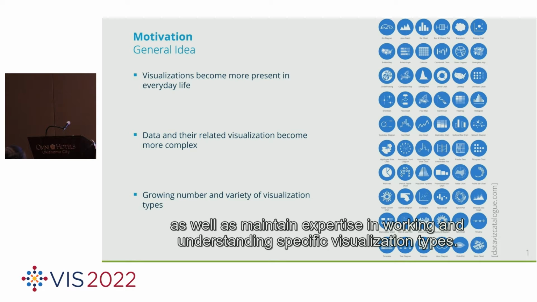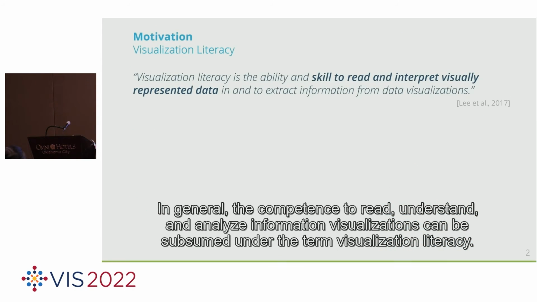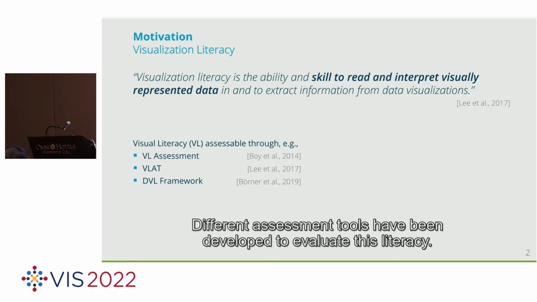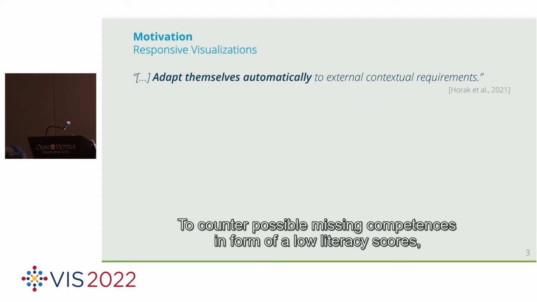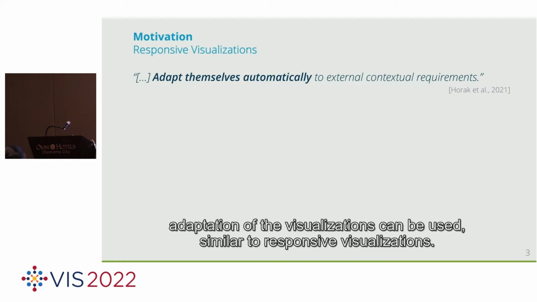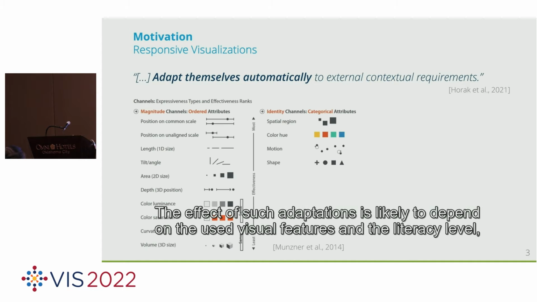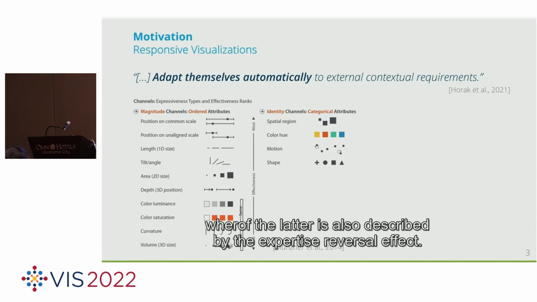understanding specific visualization types. In general, the competence to read, understand, and analyze information visualizations can be subsumed under the term visualization literacy. Different assessment tools have been developed to evaluate this literacy. To counter possible missing competences in form of a low literacy score, adaptations of the visualizations can be used, similar to responsive visualizations. The effect of such adaptations is likely to depend on the used visual features and the literacy level, whereof the latter is also described by the expertise reversal effect.